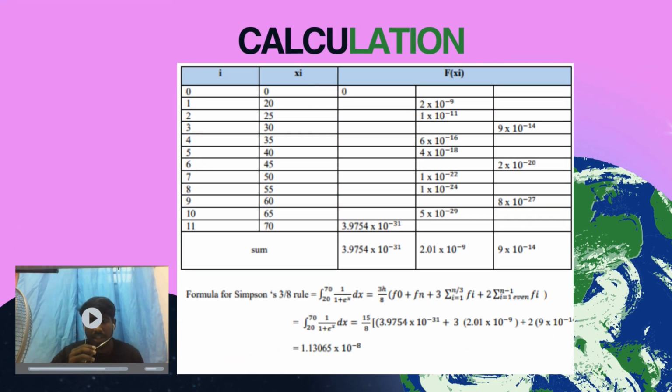Okay, the next calculation is the Simpson 3/8 rule. How do I get this table? I just input it in this calculator, but the formula is different. Basically, we know that this is the Simpson 3/8 rule, so I apply this formula and I get the final answer for the Simpson 3/8 rule. The final answer is 1.13 times 10 negative 8 feet.